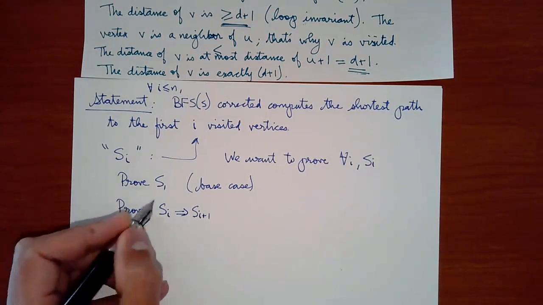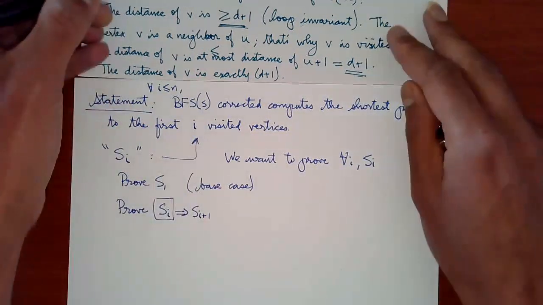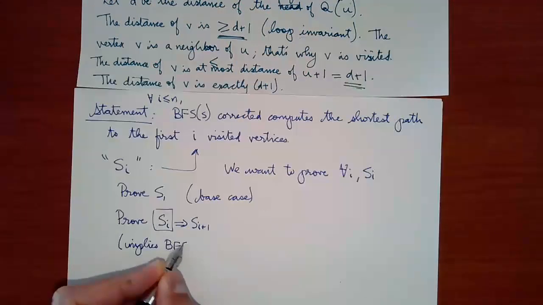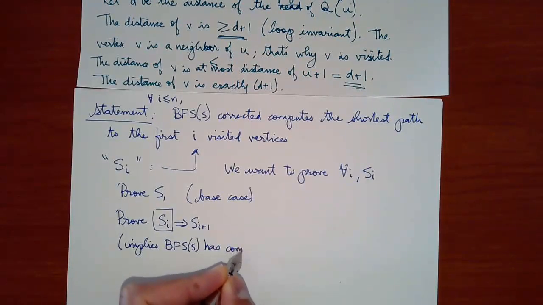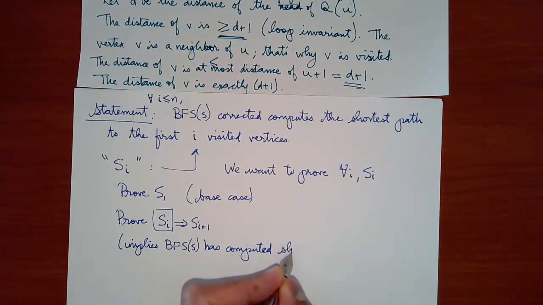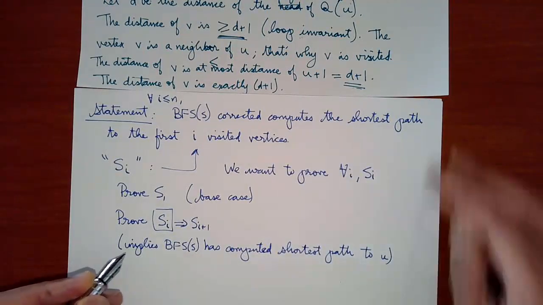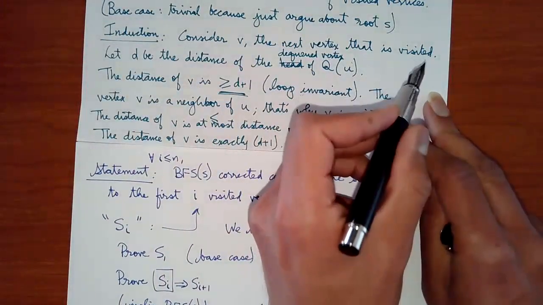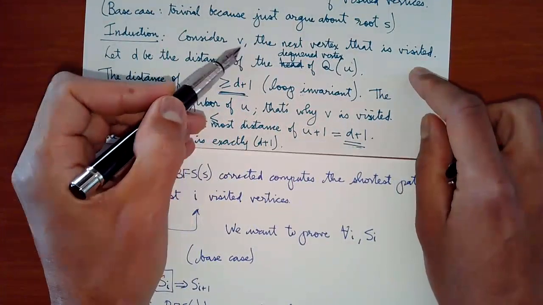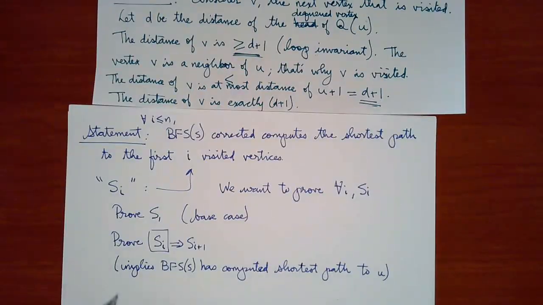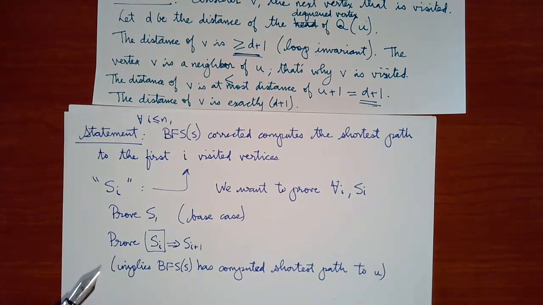And so S_i, in this example that I've given over here, implies that BFS S has computed a shortest path to U. Because we're saying consider V, which is the next vertex that is visited. Let us look at how it's visited. It's visited because a vertex got dequeued. That vertex is already visited, and by the induction hypothesis, BFS S has already computed a shortest path to that vertex. Does that make sense? Yeah.